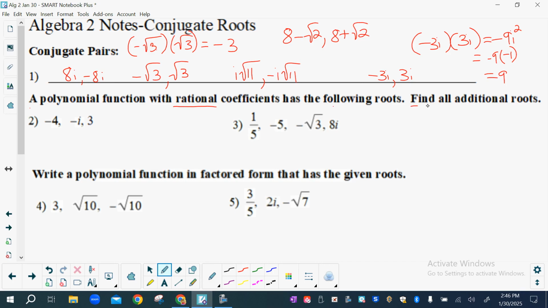So what we want to do on this problem is find any additional roots. The conjugates come in pairs only. So if I have an 8i as a solution, I also have a negative 8i. If I have a negative square root 3, I also have a square root 3 as a solution. So would there be any other solutions here for this number? Any additional? Take a look at that one. What's my conjugate for that?